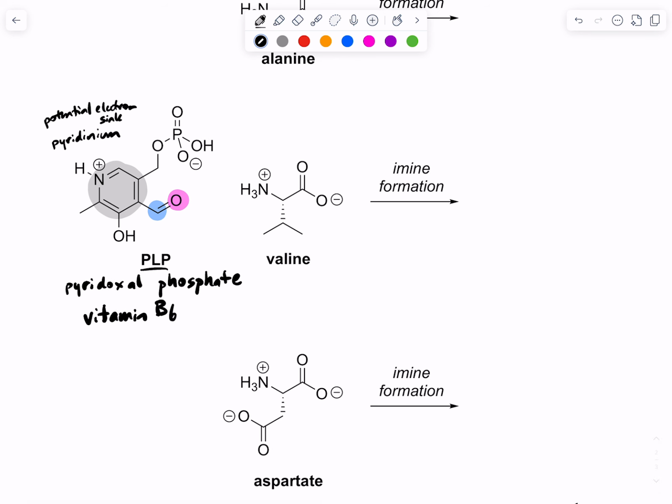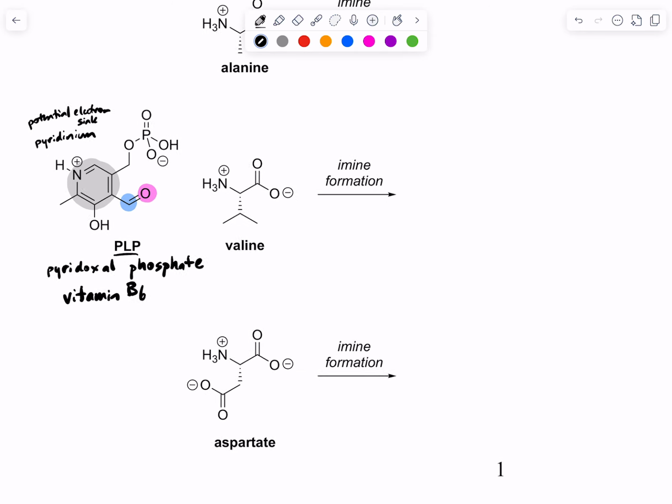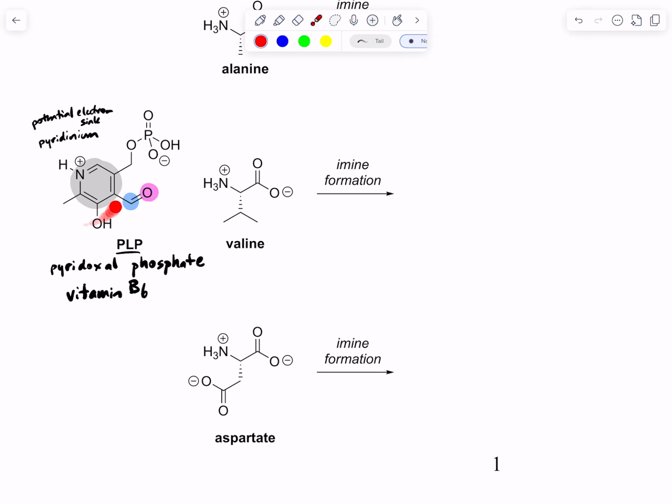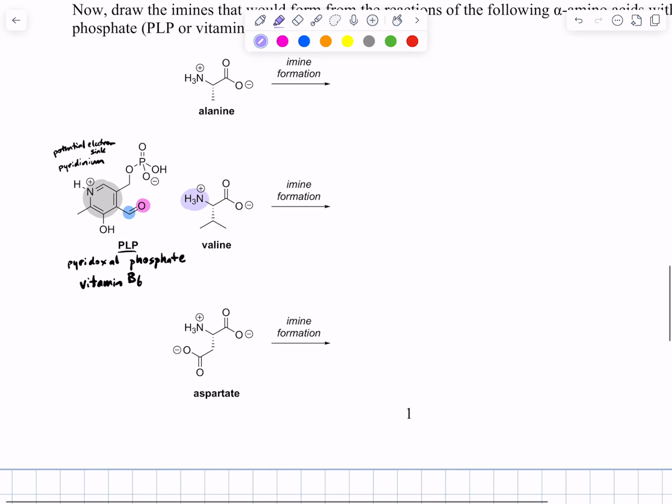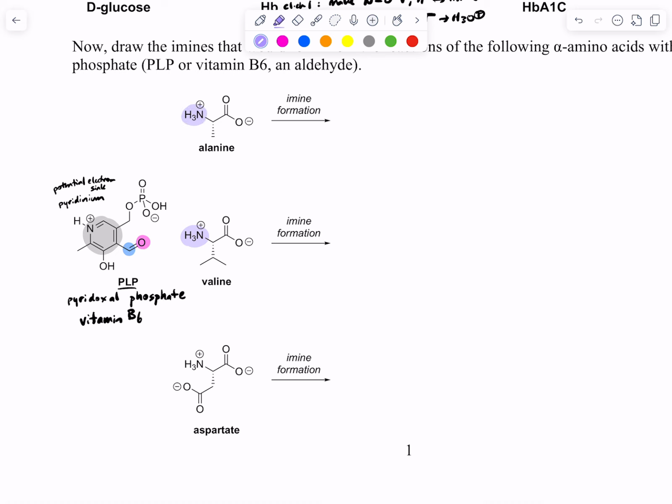And in your drawings of imines, for right now, it's totally fine to draw all of this stuff over here as an R group, okay? So what I want you to do now is draw the imines that you would get from each of these amino acids. We'll start with alanine, valine, and aspartate. Basically, once you've done one, you've done them all, but we're going to learn about the transaminase reactions of each of these amino acids, so it's useful to get started on them.